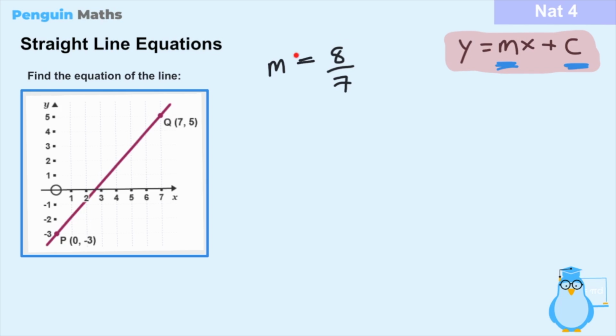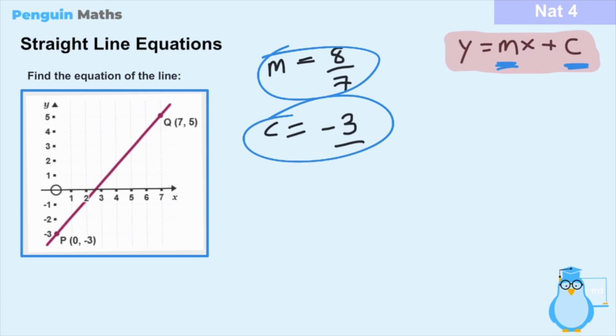So if our gradient is equal to 8 divided by 7, our next step is to find c, or the y-intercept. We can see here on our little diagram that this is the y-axis right here, and it's this point right here on which the line crosses the y-axis, and we can see that for that, y is equal to minus 3. So that would mean that for our equation, c is equal to minus 3. So now we have the values for m and c. All we have to do now is put these values into our equation.